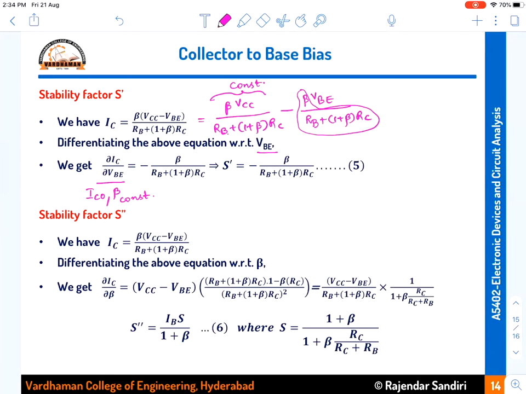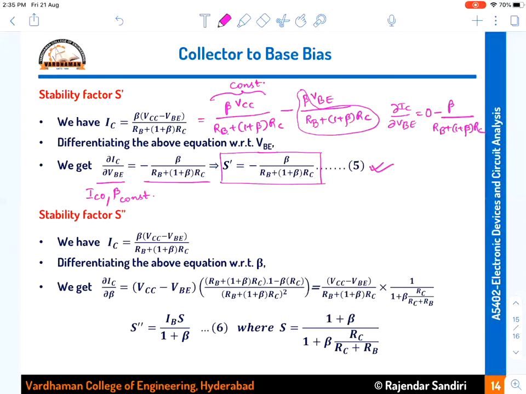Now what will be the differentiation of this equation with respect to VBE? dou IC by dou VBE will be: the first term is constant, so 0; in the second term, the variable is VBE, so only the remaining constant is left: minus beta by RB plus 1 plus beta into RC. That is the answer here. So your S dash value is simply minus beta by RB plus 1 plus beta into RC. That is equation number 5. Is it okay? Next, similarly, you calculate the stability factor S double dash.